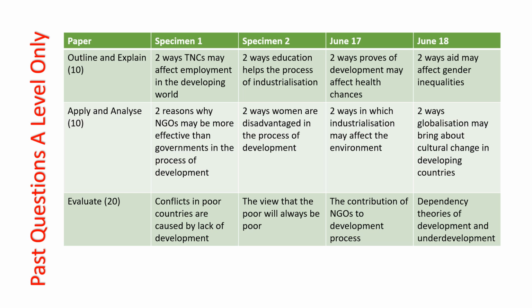Two ways in which industrialization may affect the environment: air pollution, water pollution, species extinction, deforestation, lots of different ways there. The contribution of NGOs to the development process.